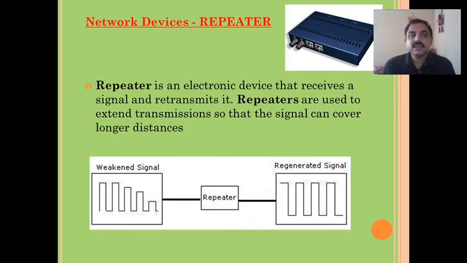Next is repeater. A repeater is an electronic device that receives a signal and retransmits it. Repeaters are used to extend transmission so that the signal can cover longer distances. When the cable length is more, the signal will be weakened. So if you want to regenerate the signal, then you need a device called a repeater. So you have a repeater in between so the signals will be regenerated. In approximately 100 meters distance, you can keep a repeater so that it amplifies the signal.